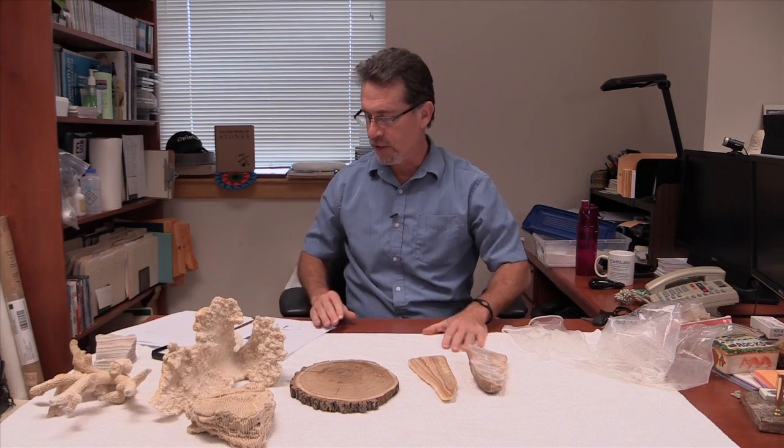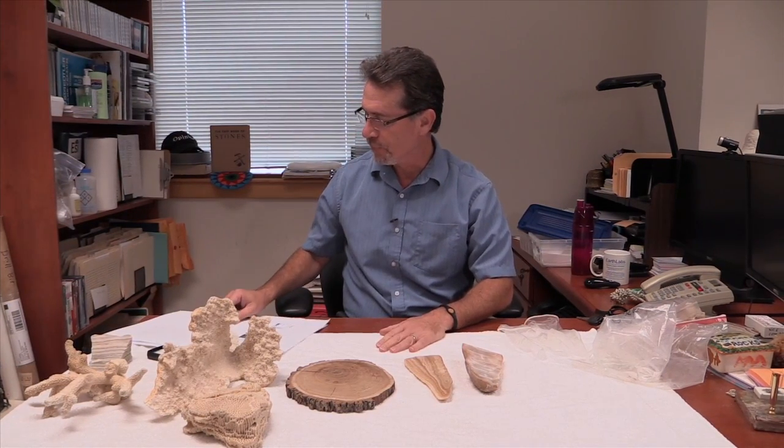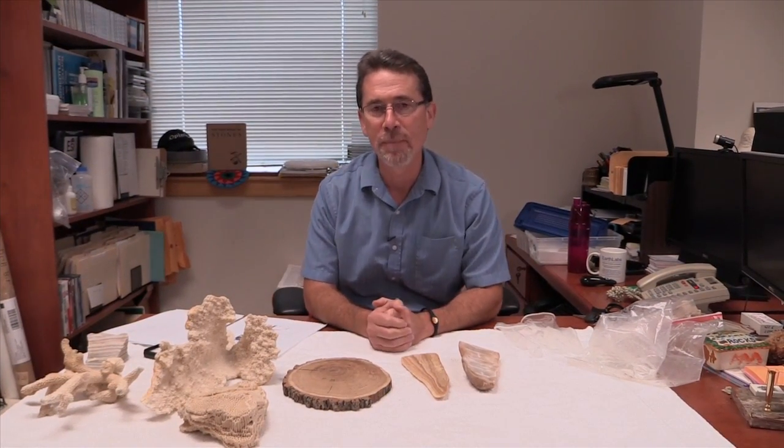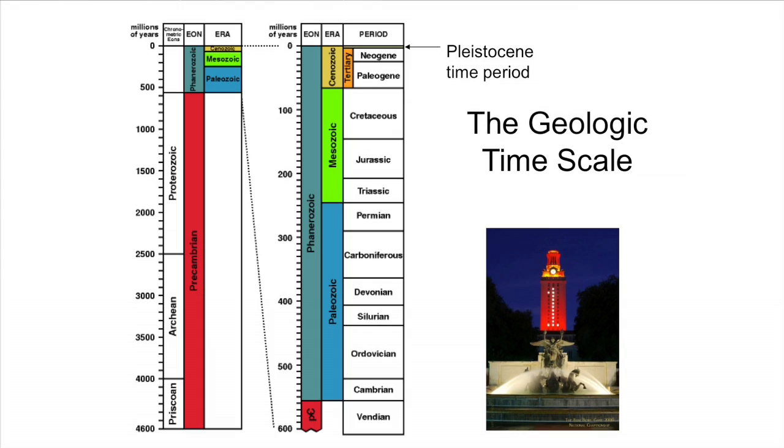So the first thing we're going to do is go back in time to reconstruct past climate and show some examples of that. Before we go back in time, we have to have our time scale down. So the next image you're going to see is the geologic time scale. And this diagram, while complicated at first, actually becomes pretty simple once you look through it.